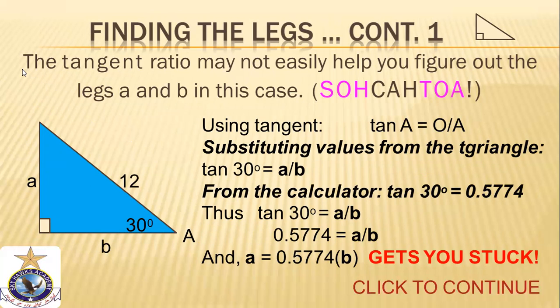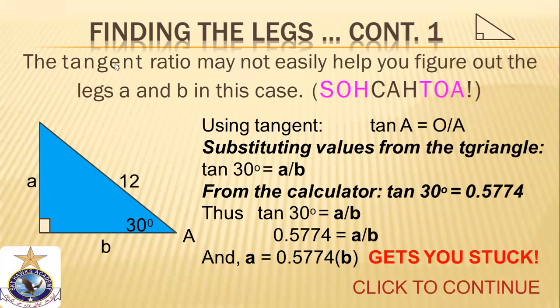One second, my video is lagging. Okay. Use tangent. Substituting values from the triangle, tan 30 degrees is equal to A over B. From the calculator, tan 30 is equal to 0.5774. Thus 0.5774 is equal to A over B, and A is equal to 0.5774 times B.